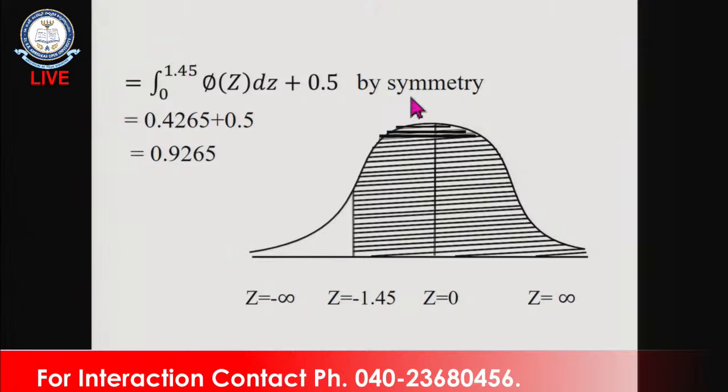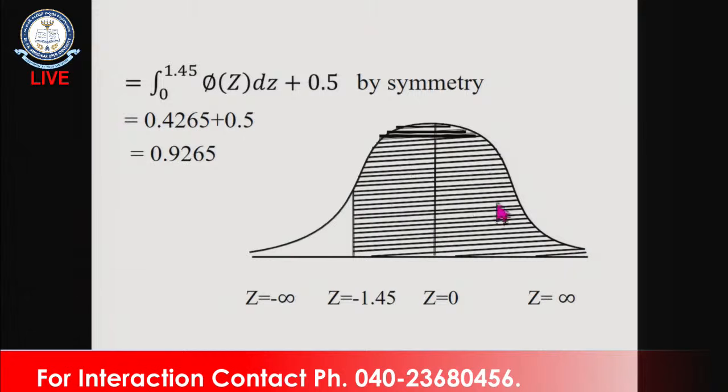By applying the symmetric property, the integral from 0 to 1.45 of phi of Z dz plus 0.5 by making use of the symmetric property. The total value is 0.4265 from the table, plus 0.5. Adding this gives the total shaded area, from here to here.